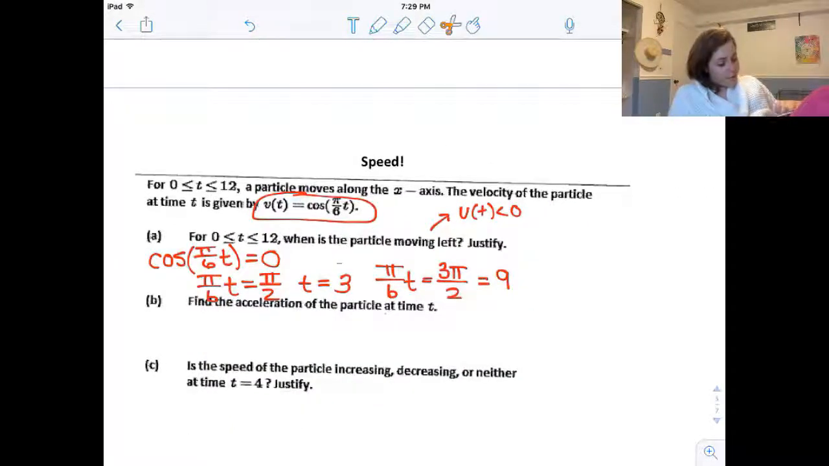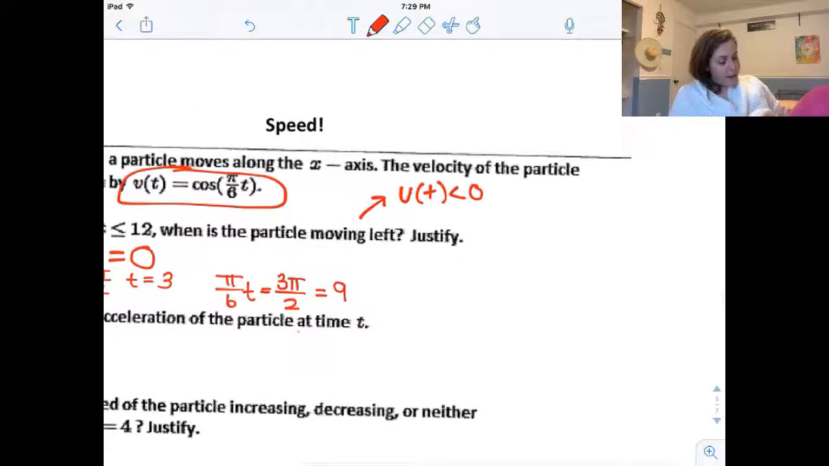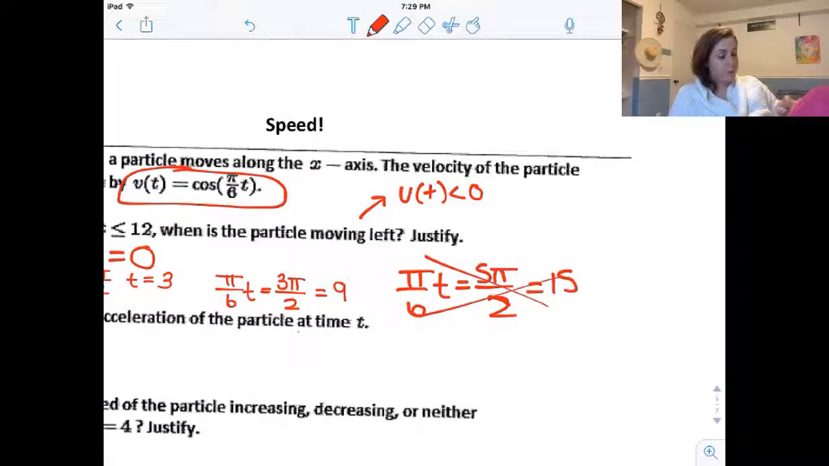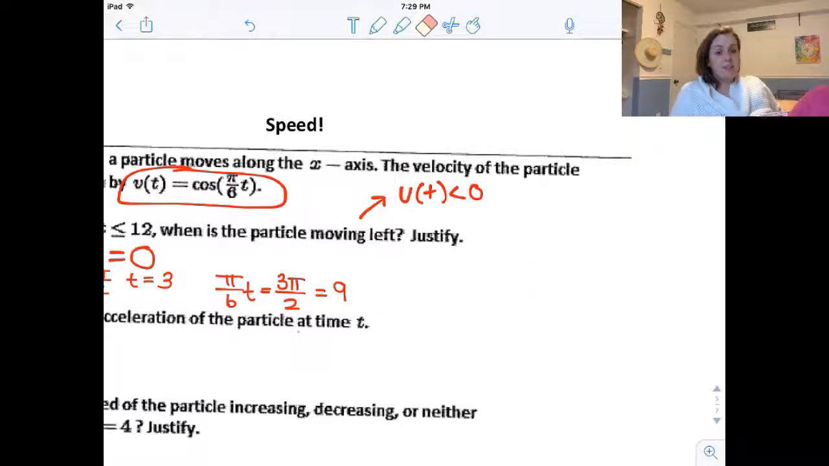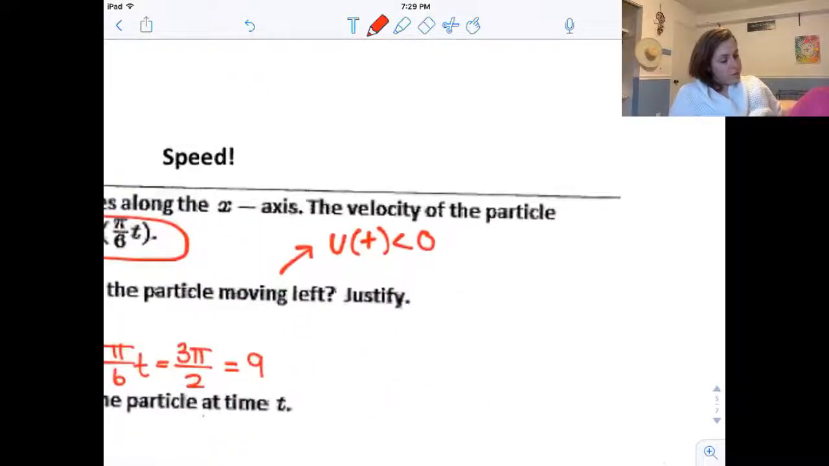And we can try another value. Let's see. I'm just trying to shrink these down. It could also be 5 pi over 2. So pi over 6 t could equal 5 pi over 2. And that would give me that this is 15. So that's out of my interval, so I don't need to worry about that. So the t values I'm going to look at are at t equals 3 and t equals 9. Okay, t equals 3 and t equals 9. Actually, let me not erase those so they're there if we need them. So t equals 3 and 9.